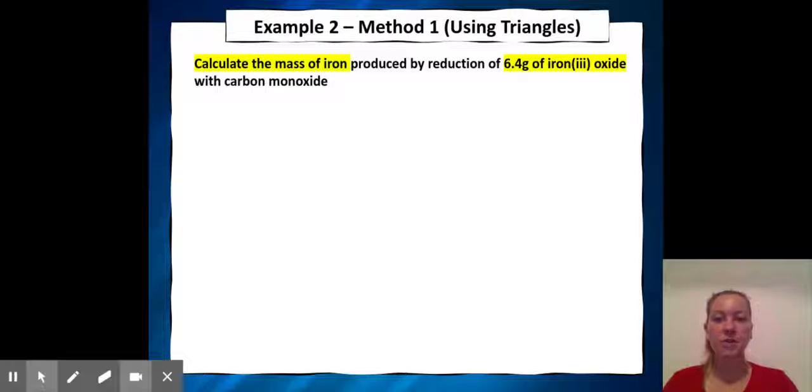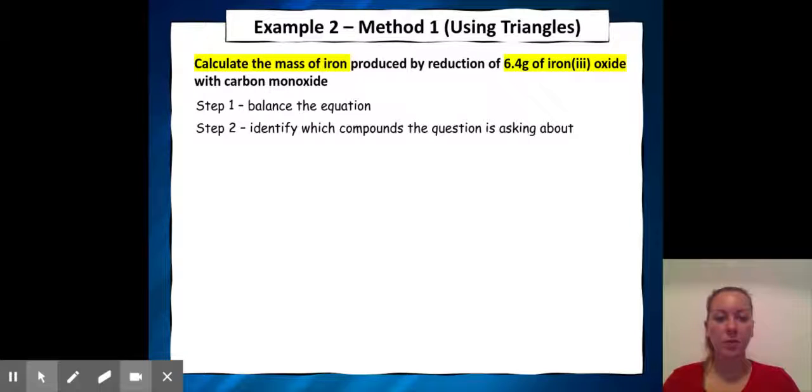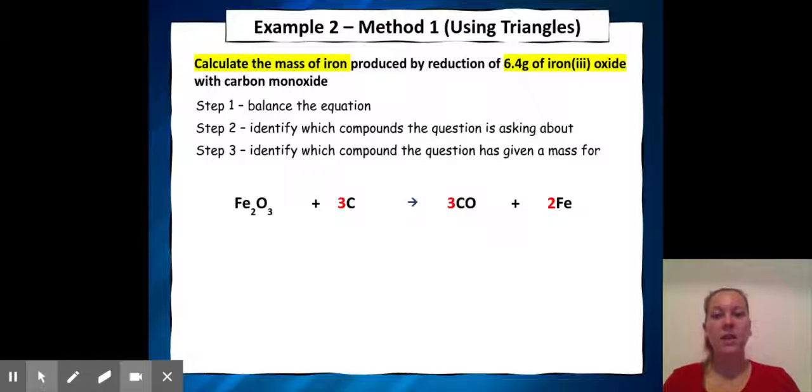So the question asks, calculate the mass of iron produced by reduction of 6.4 grams of iron 3 oxide with carbon monoxide. So step 1 is to balance the equation. Step 2, identify what compounds the question is asking about. And 3, identify which compound the question has given a mass for. In other words, do a triangle at each side of the equation. So the equation has had to be balanced.